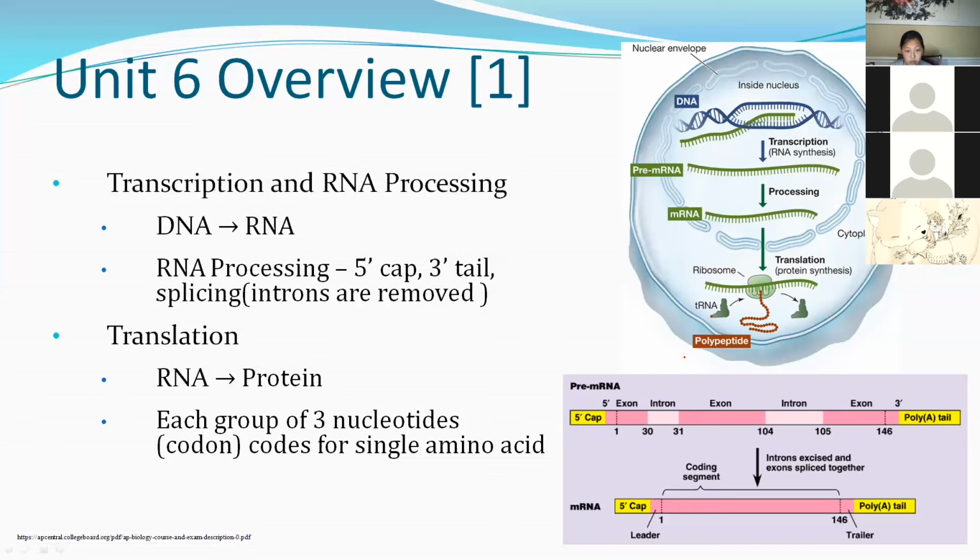So here on the bottom right, you can see a picture of pre-mRNA and then mRNA. This is what happens in the processing. For example, the light pink parts are unneeded, so they're introns, and they get cut out through splicing, and in the end, this is able to travel through the nucleus and then get to the ribosome.